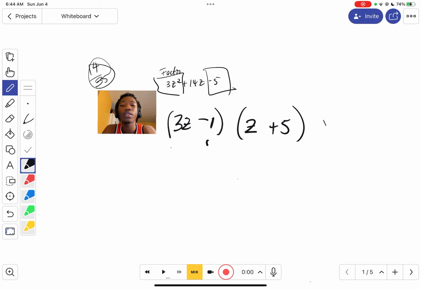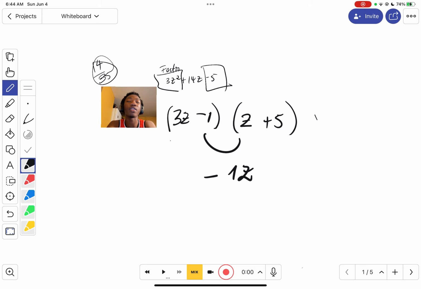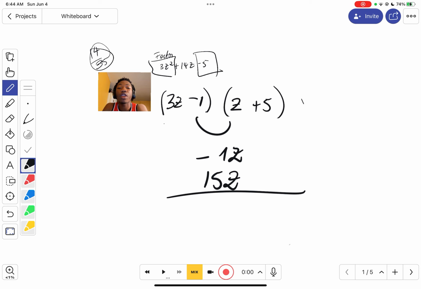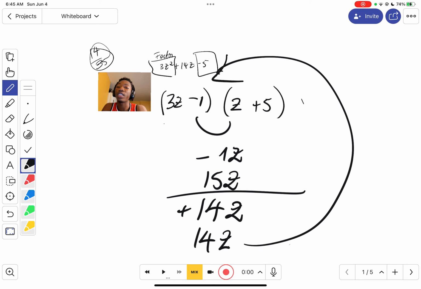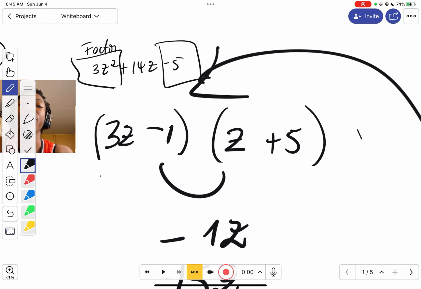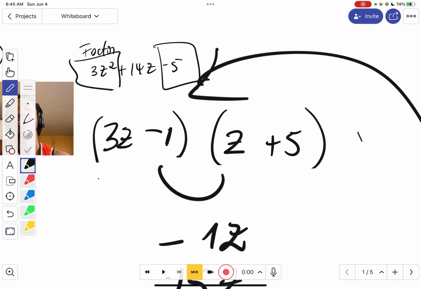Multiply the inner, 1z or z, but I put that on 1 so that other people don't get confused and can see what I'm doing. And 3z times 5 is actually 15z. So it's negative z and 15z. We keep the sign of the greatest number, which is 15, and subtract, so it's positive 14z, or just 14z. So is 14z equal to b? Yes, 14z is equal to b. Therefore, our numbers are negative 1 and positive 5.